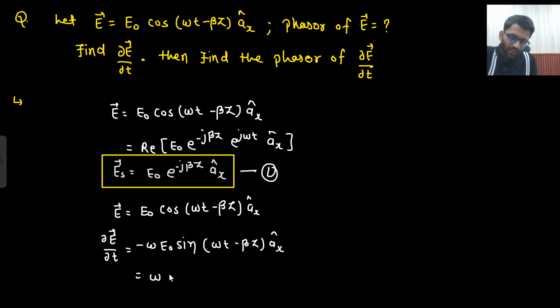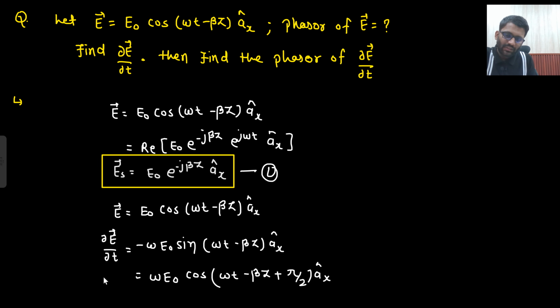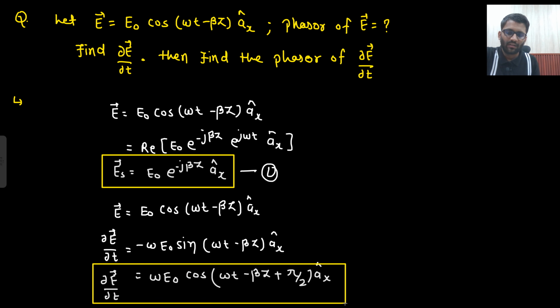What are you getting here? Omega E naught minus sine. Can I write it down as omega E naught cos omega t minus beta z plus pi by 2 ax cap. So this is the differentiation, d by dt. This is what you are getting, right? Do you agree to my point?